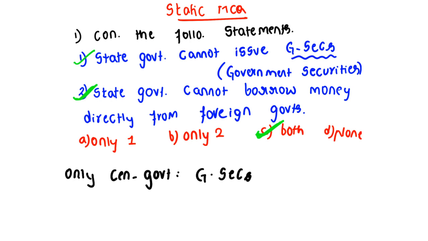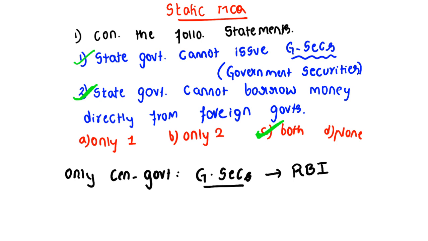Various conditions in polity bar the state government from taking any loans from foreign governments. And RBI also clearly says state government cannot issue G-Secs or government securities. Only the central government can issue G-Secs through the route of RBI. How does the process actually work? RBI issues G-Secs, collects the money, and gives the same money to the government for various purposes. The same work is not done by RBI for the states. So that is the reason state government cannot issue G-Secs.